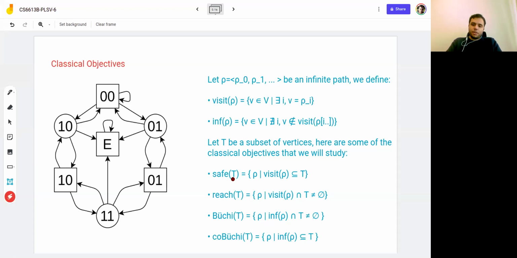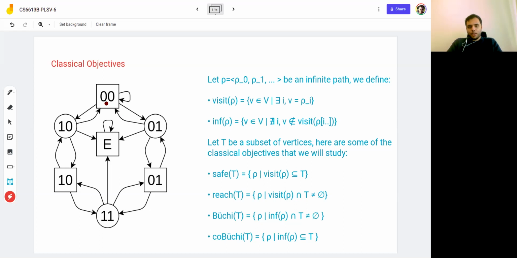Now, the dual of this objective is reachability. So reachability of T says that you have to visit T at least once in order to win the game. So again, let's say that you are the square player and you're starting from here. And let's say that this time you actually want to reach the error state E. Can you achieve that no matter how the other player plays?